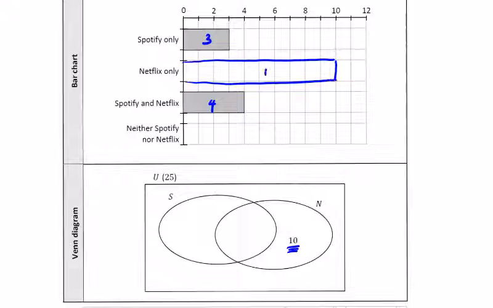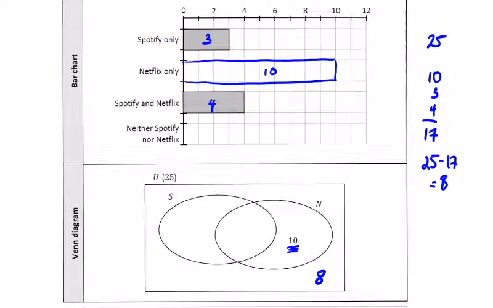Join it up. I'd like to put 10 in just to see, have I got the right amount of people in the survey, which we saw was 25 at the start. So how many are missing? We want 25 in total. We currently have 10, 3 and 4, which is 17. So how many are missing? 25 minus 17, which is 8. So that's 8. Neither Spotify nor Netflix will go on the outside.